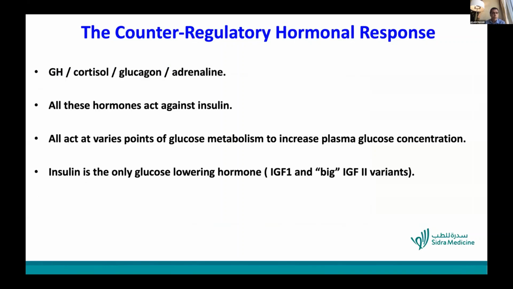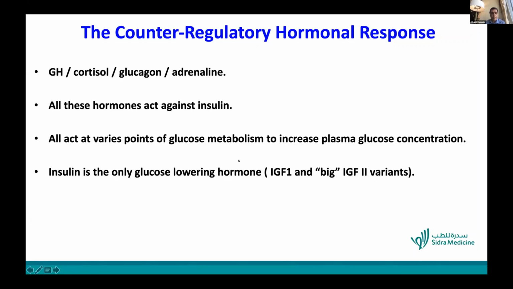I've already mentioned the role of these hormones. The counter-regulatory hormones act against insulin, and they play a very important defense role in preventing hypoglycemia. For practical purposes, insulin is the only hormone that lowers blood glucose concentration.